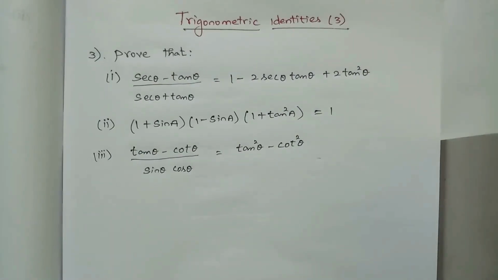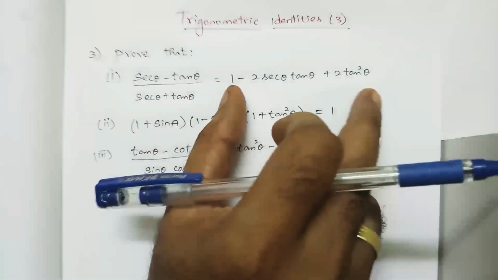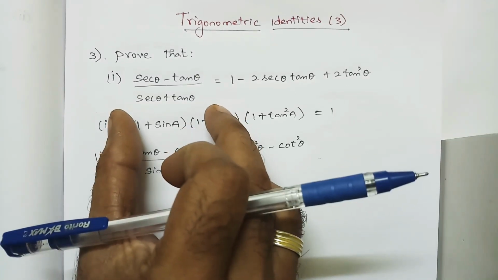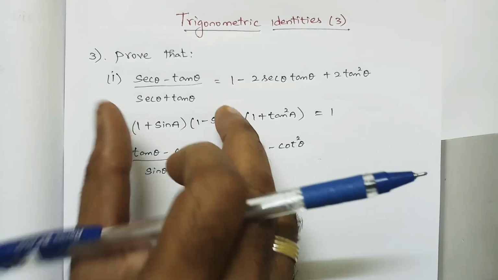You can take the first sum as homework, taking the LHS and bringing the RHS. Which method are you going to apply? The rationalize the denominator method.